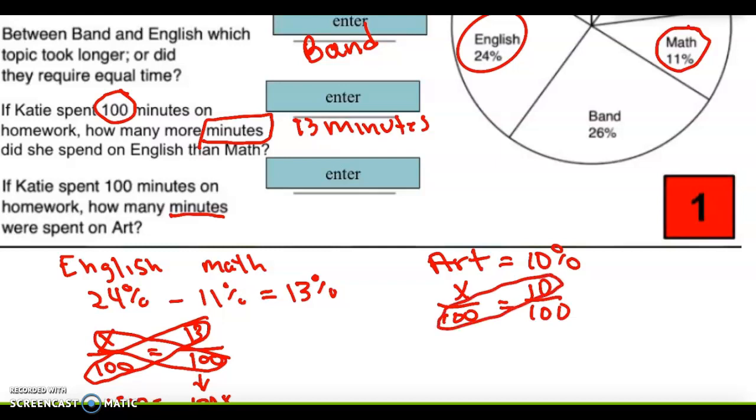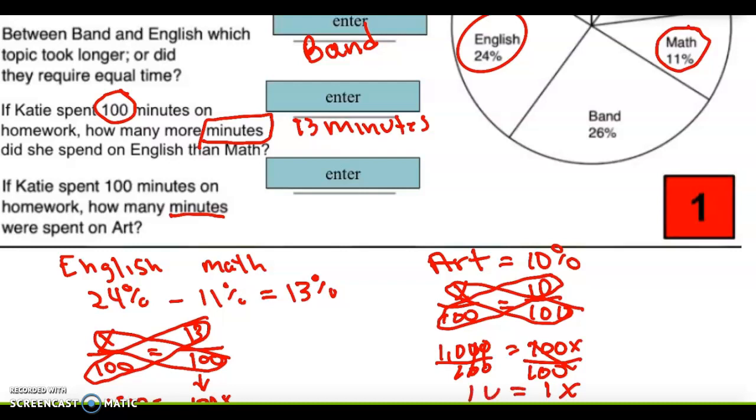Cross multiply. That gives me 100x is equal to 10 times 100, and 10 times 100 is 1,000. The inverse of multiplication is division, so now I'm going to divide. 100 divided by 100 gives me 1x. And 1,000 divided by 100 would be 10. So that means that she spent a total of 10 minutes on art.